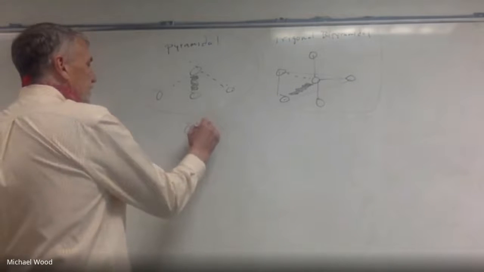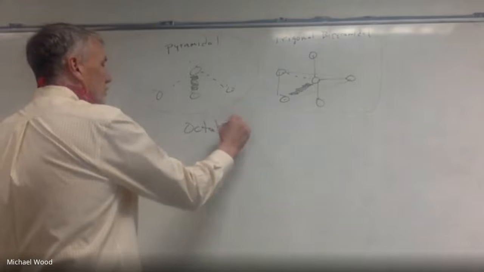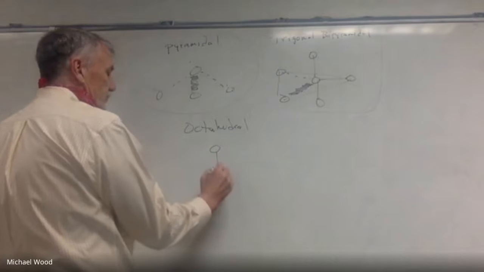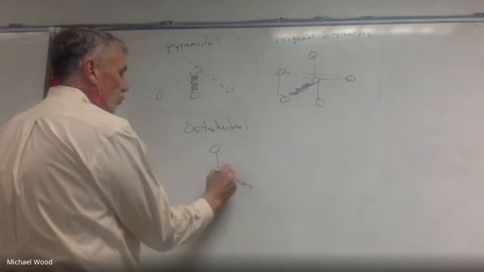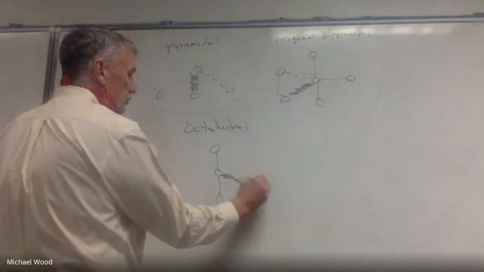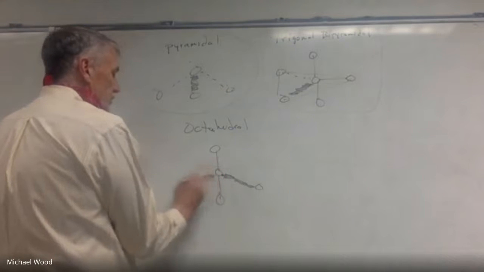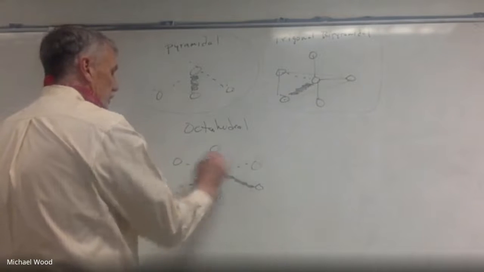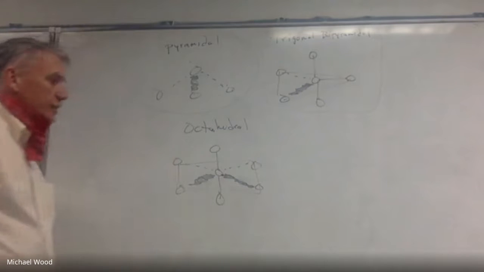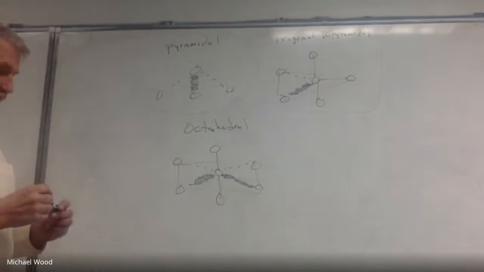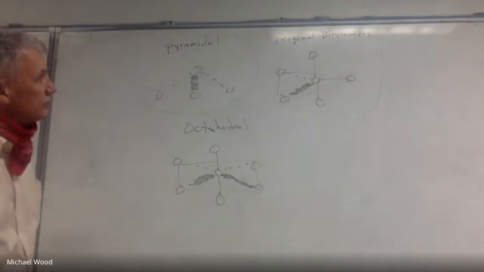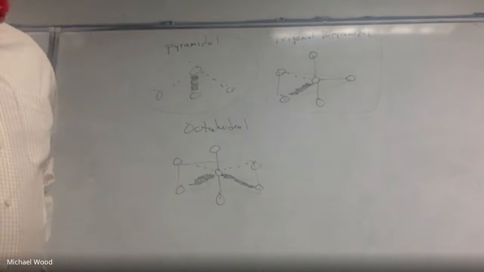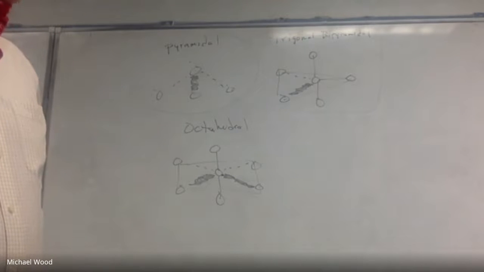Okay, and then the octahedral would look like this. You're going to have, again, one that's going to come out towards you. If you saw this in 3 dimensions, you'd see it. And then you're going to have 2 that are going to go away. Okay, hopefully that makes some sense.